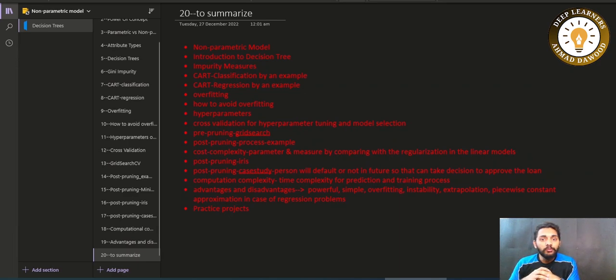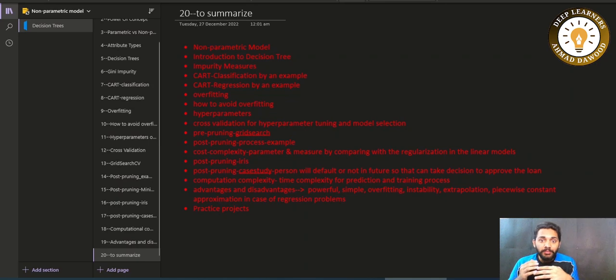Then we moved on to post-pruning again, and here we implemented post-pruning with sklearn on the iris dataset. Then we moved on to the same case study that we used in the case of pre-pruning. Here we tried to build a post-pruned decision tree on the same dataset, and we compared their scores also. Then we have seen the time complexity.